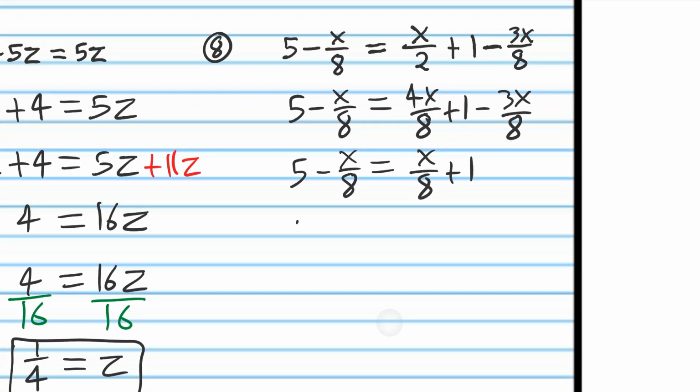And now I need to go ahead and rewrite this because I'm about to perform an operation on both sides of the equation. Always rewrite when you perform an operation on both sides of the equation. And I want to stick with positives, so I'm going to add positive x over 8 to both sides.